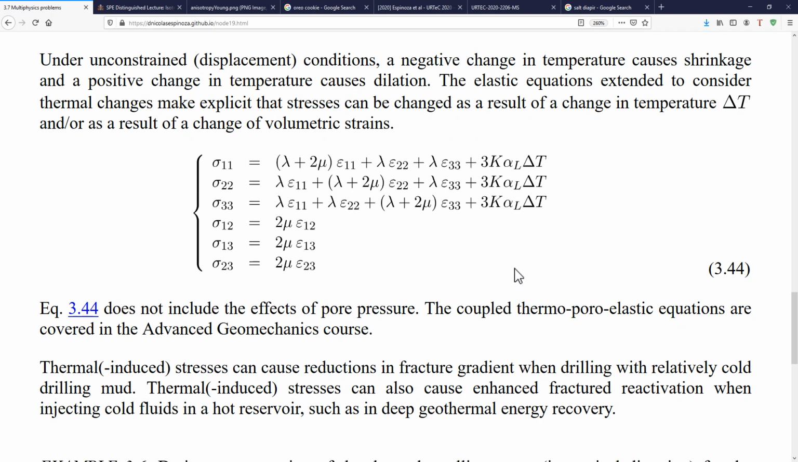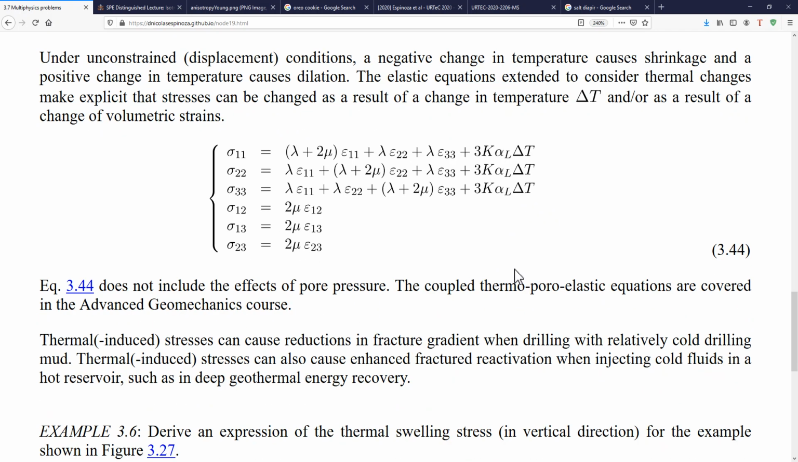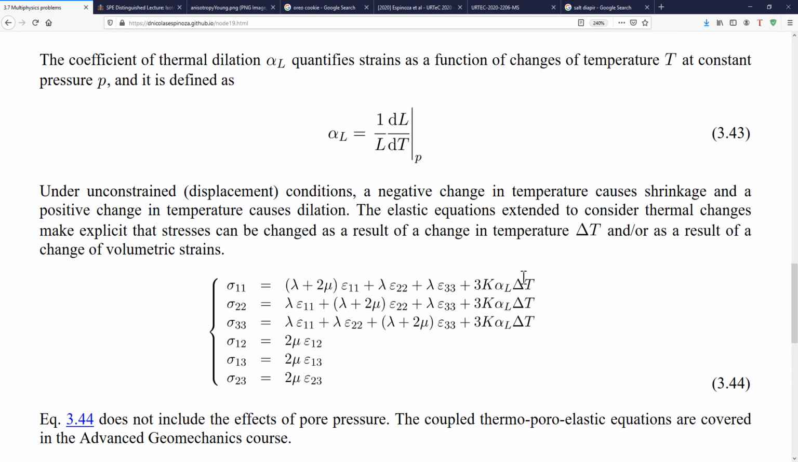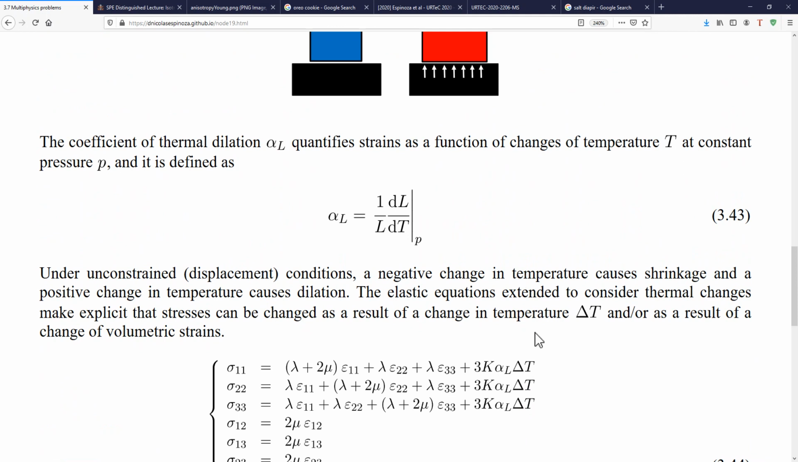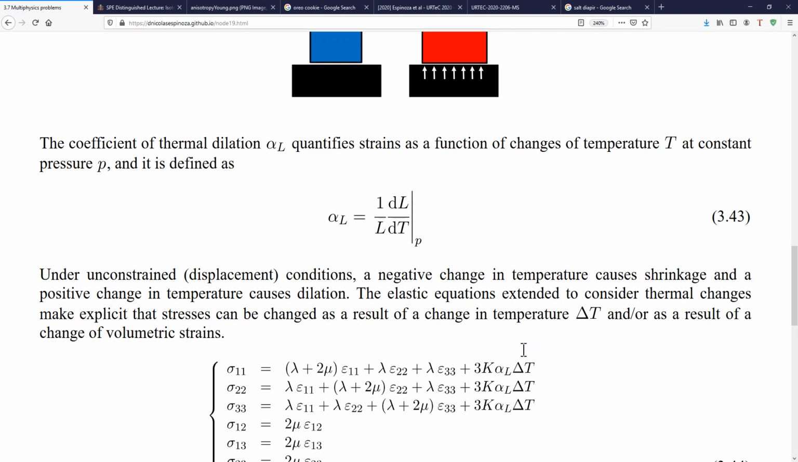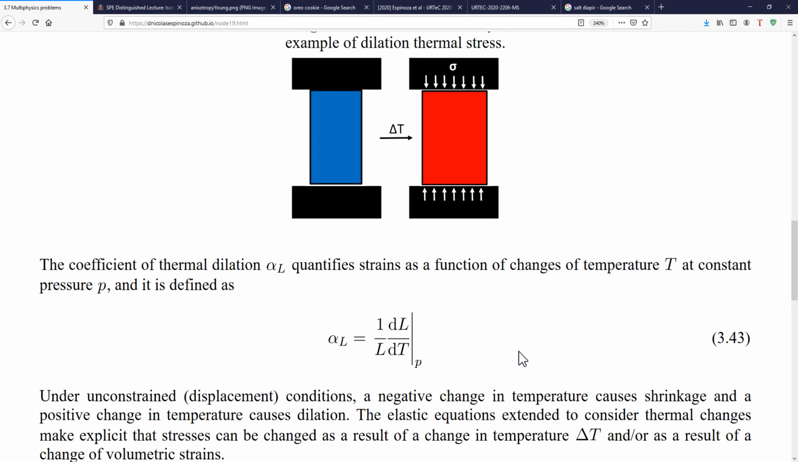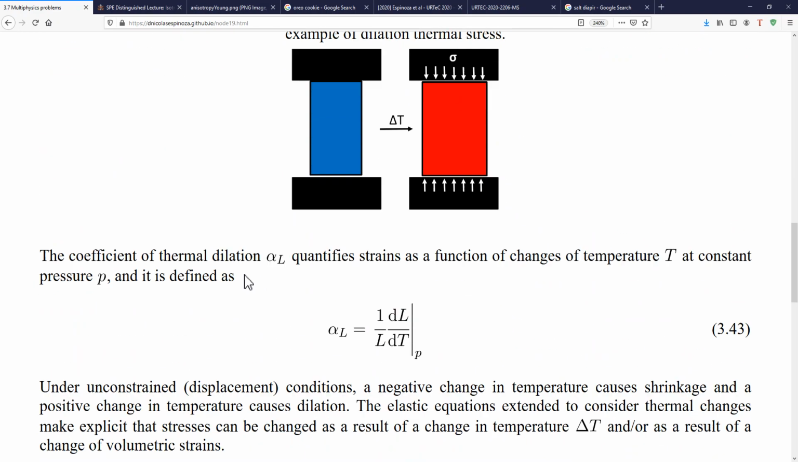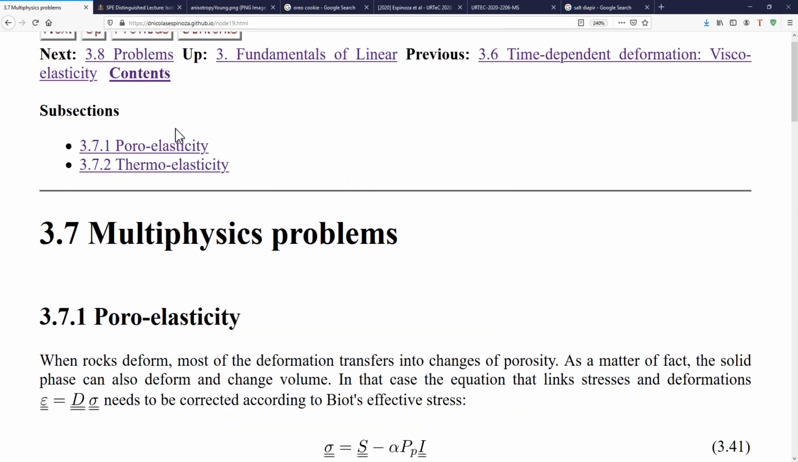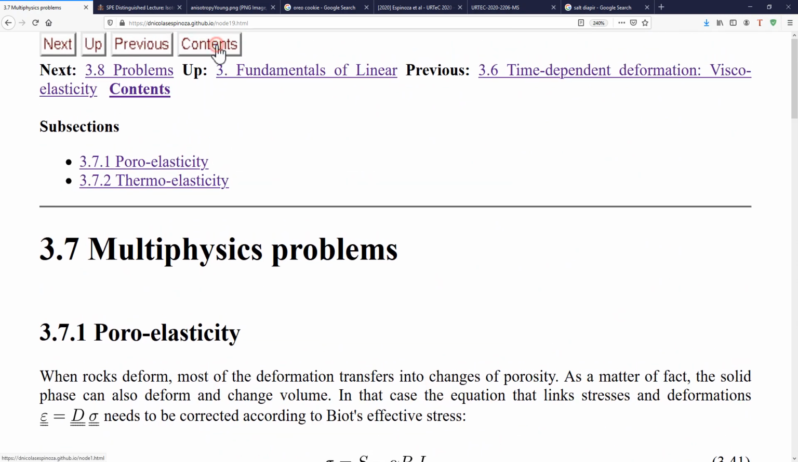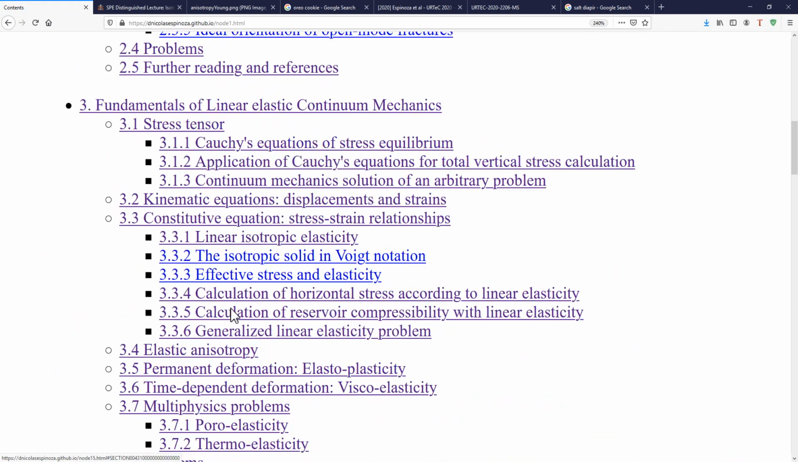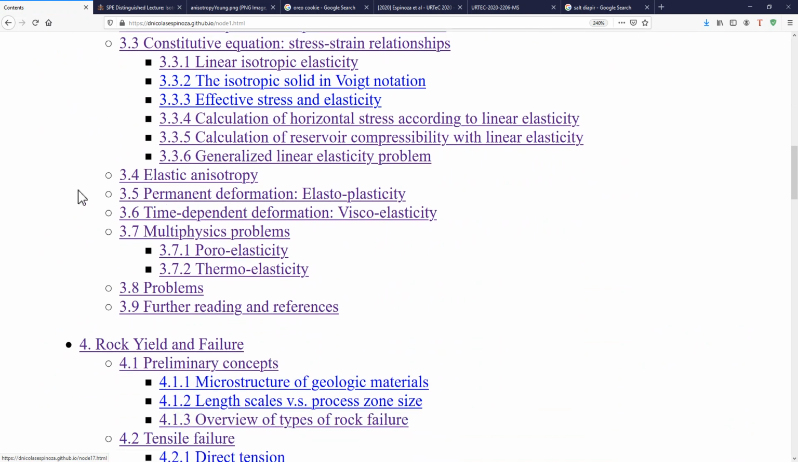We're going to see how this applies later on when we talk about wellbore stability and also about fracturing. You will see that temperature can also cause stresses which are important in those two applications: stresses around wellbores and stresses around fractures. Okay, let me come back here to the table of contents and close with the same thing that I highlighted at the beginning.